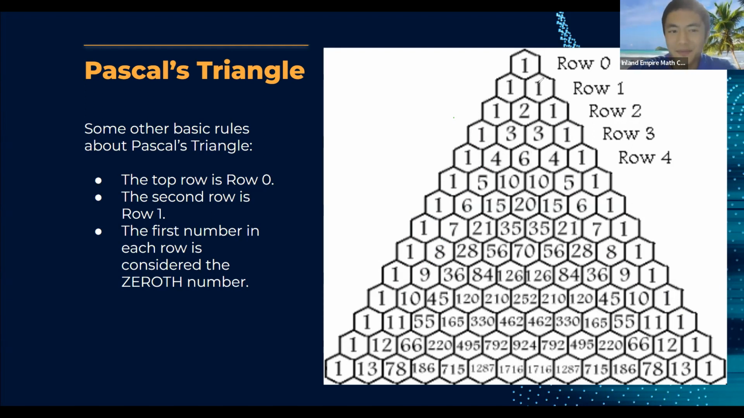So back to the basic rules of Pascal's triangle. The top row again is row 0, right? And thus the second row with 2 ones is actually called row 1, right? It's row 0, row 1, row 2, row 3, row 4. And similarly to the row rule, the first number in each row is considered the 0th number.